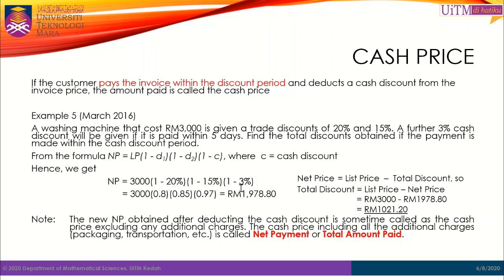So calculating the net price, you get the net price to be 1978.80. Okay, so that is the net price. And to find the total discount is simply by taking the list price minus the net price. Okay, so taking the list price 3000 minus the net price 1978.8, you get here the total discount to be 1021 ringgit and 20 cent. Okay, so this is what we call the net payment or the total amount paid. All right, so that is an example of the cash price.